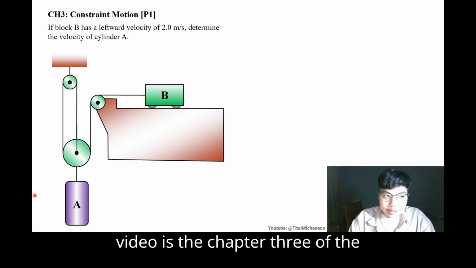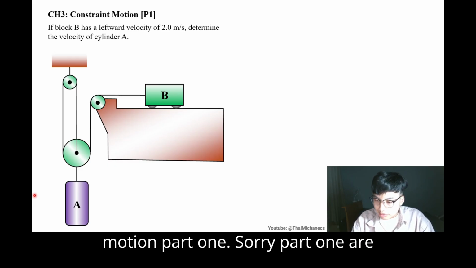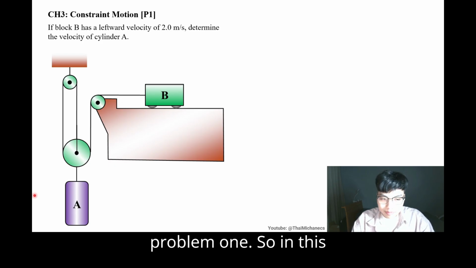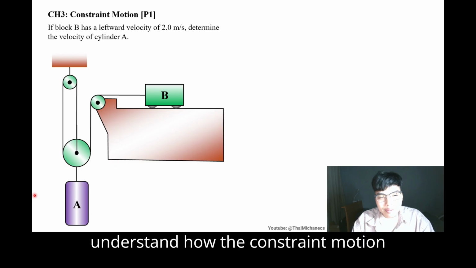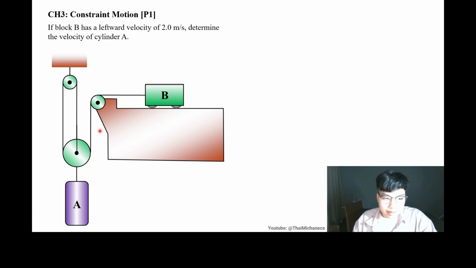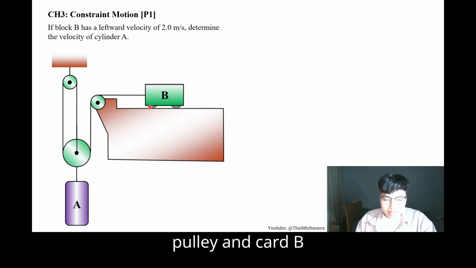In this video is chapter 3 of the dynamics series, called the Constraint Motion problem 1. In this first problem of the concept, we will try to understand how constraint motion works in the pulley system. What you see here is block A hanging on this pulley, and cart B on this platform.